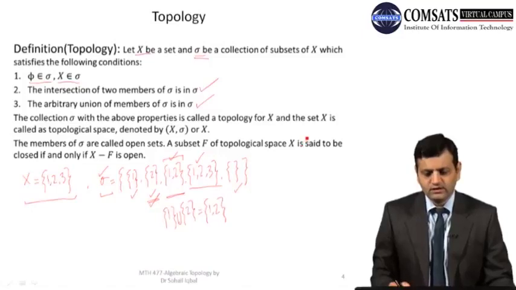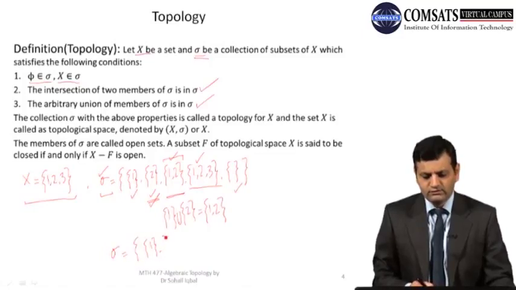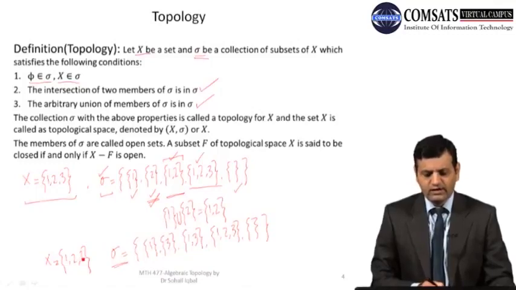Of course, we can construct many other topologies on X as well. For example, if I consider sigma to be {1}, {3}, {1, 3}, {1, 2, 3}, and the empty set, we can see that X, which is the set {1, 2, 3}, with this collection sigma is a topology on X.